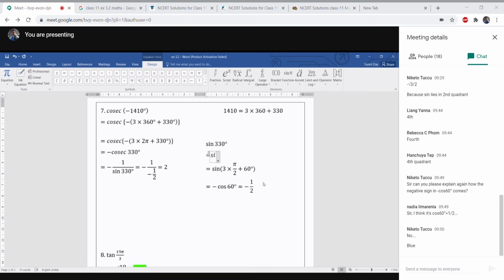sine 270, or I'm writing directly 3 into 90 degree plus 60 degree, right? That is 330 degree, right? So 90 means what? Pi by 2. So sine of 3 into pi by 2 plus 60 degree, right? And this one, oh, you are asking why this is minus.